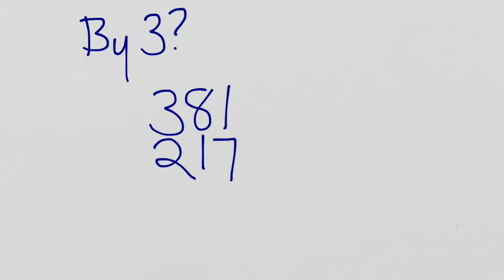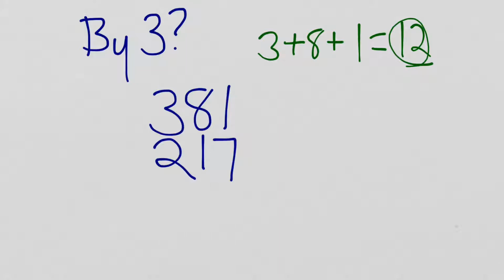We move on to 3. Now, the rule for 3 is pretty simple once you get used to it. You take all the digits in the number and add them together. For 381, we add 3 plus 8 plus 1, and that equals 12. 12 is a number that has 3 as a factor. It is divisible by 3, so that means 381 is divisible by 3.